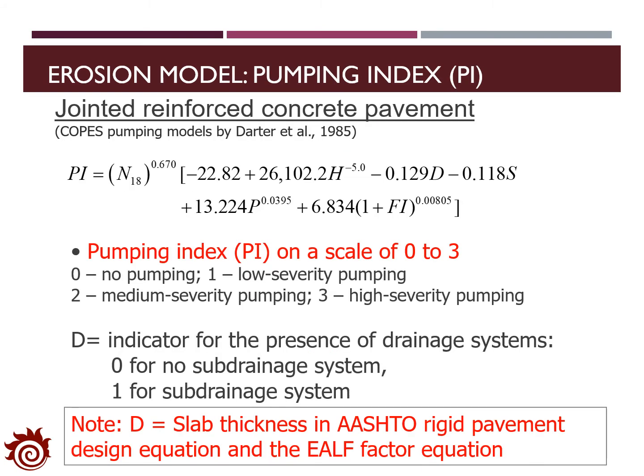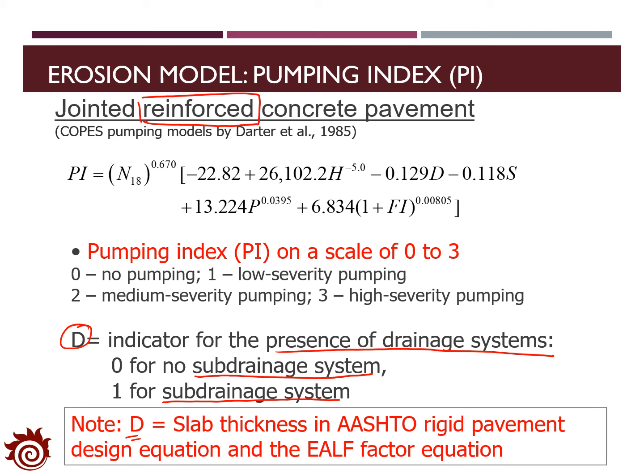For the jointed reinforced concrete pavement, the erosion model is a little bit different. In this model, the pumping index is also a function of the variable D. Here, D is an indicator for the presence of the drainage system, and D is 0 if there isn't any sub-drainage system, and it's 1 if there is a sub-drainage system. Also, you have to pay attention to the variable D. In our previous slides, we showed D as the slab thickness.